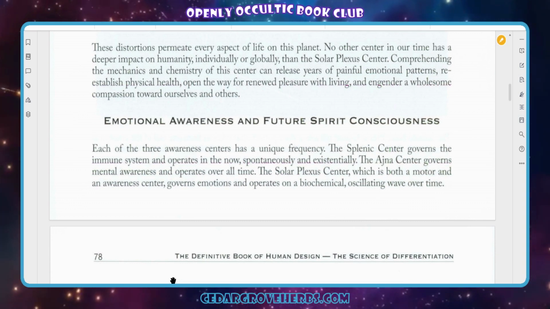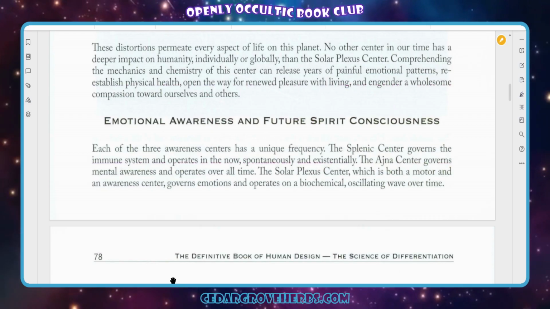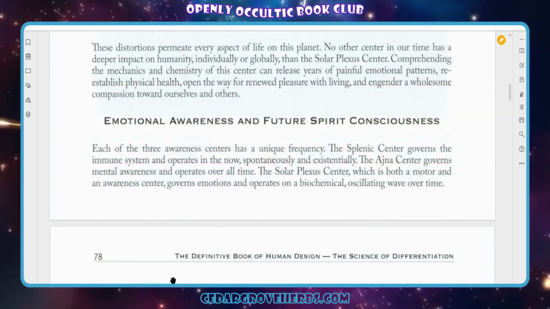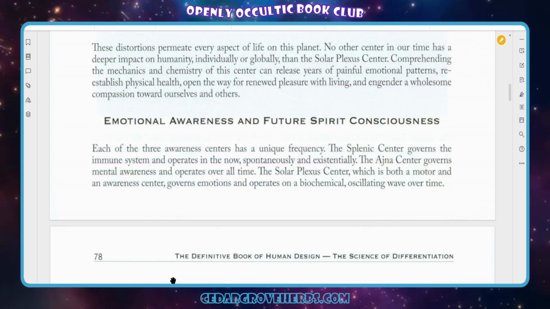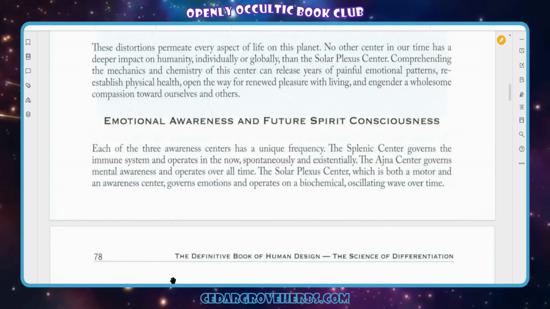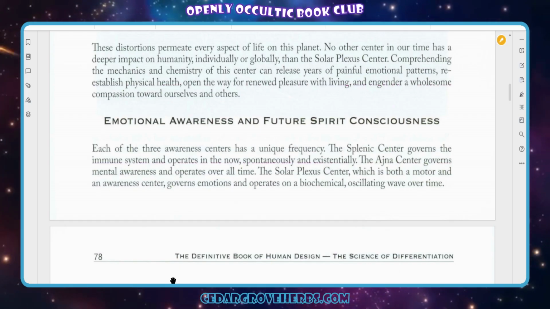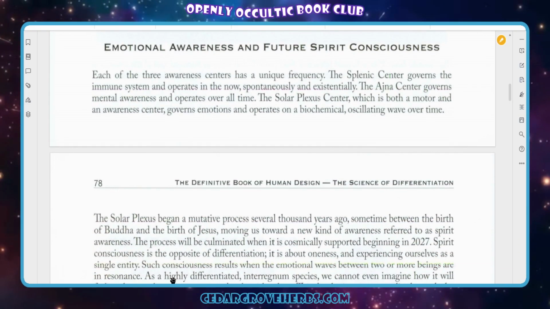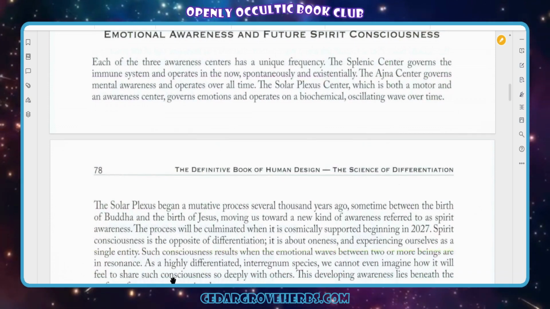Each of the three awareness centers has a unique frequency. The splenic center governs the immune system and operates in the now, spontaneously and existentially. The Ajna center governs mental awareness and operates over all time. The solar plexus center, which is both a motor and an awareness center, governs emotions and operates on a biochemical oscillating wave over time. Biochemical.